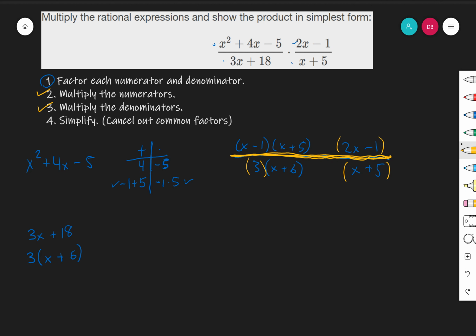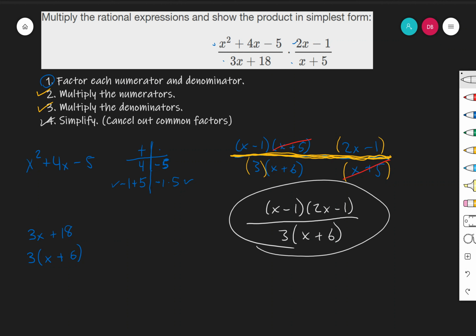Then step 4 is just to simplify, cancel out anything we can. The only thing I see that we can cancel out here are these x plus 5s. On the top, we're left with x minus 1 and 2x minus 1. On the bottom, we're left with 3 times x plus 6. There's nothing we can do to simplify that any further. So we've simplified, and that's our final answer.